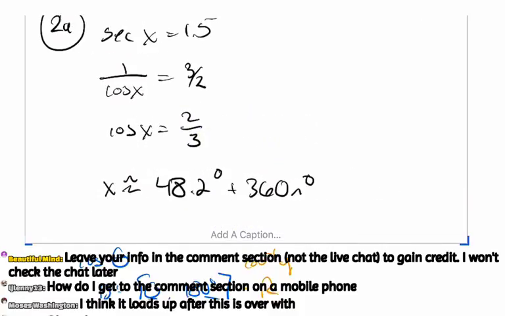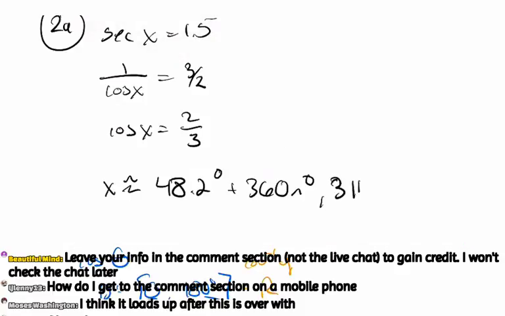So there are multiple angles that are going to work. It's going to be 311.8 degrees, again plus 360 in degrees. So I'm pretty sure I may have made a mistake in the one before. So, you know, check it out. Let's go back and look at it now.